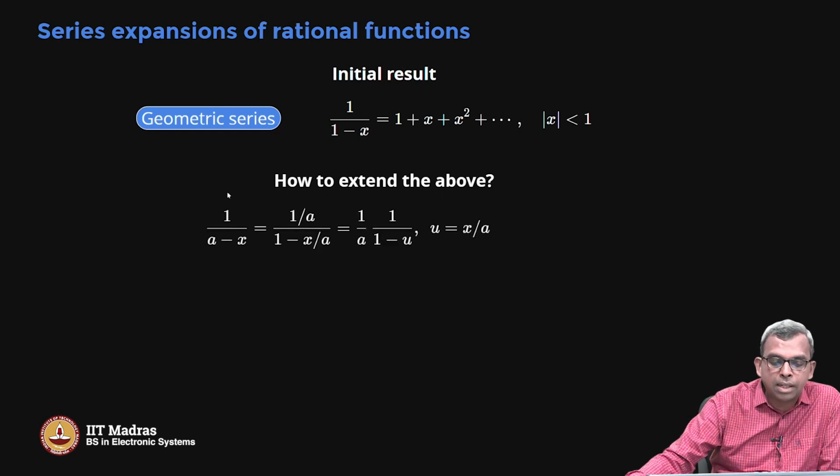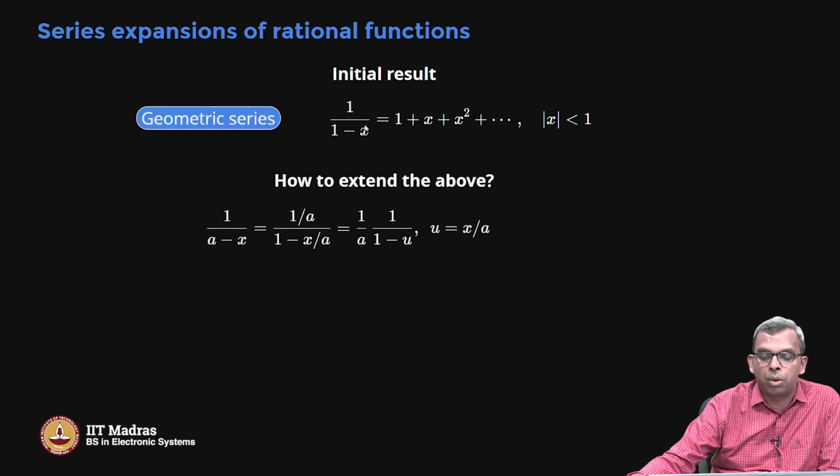Okay. So how do you extend this to slightly more non-trivial things? The first thing we'll look at is 1 by a minus x. This a is not 1, maybe a is different from 1. Then you can divide throughout by a. Then you will get 1 by a by 1 minus x by a, right? And then this you can rewrite as 1 by a into 1 by 1 minus u, where u is x by a. Okay, so I got this u here, and this 1 by 1 minus u is this form. Once again we took a slightly different problem, did some basic tricks to get the basic result, the old trick back again.